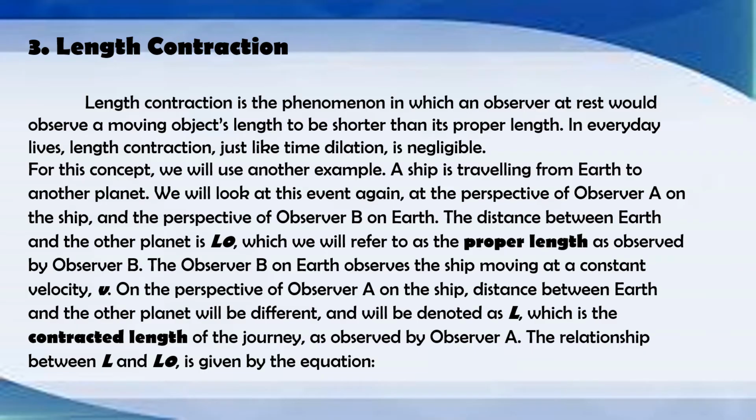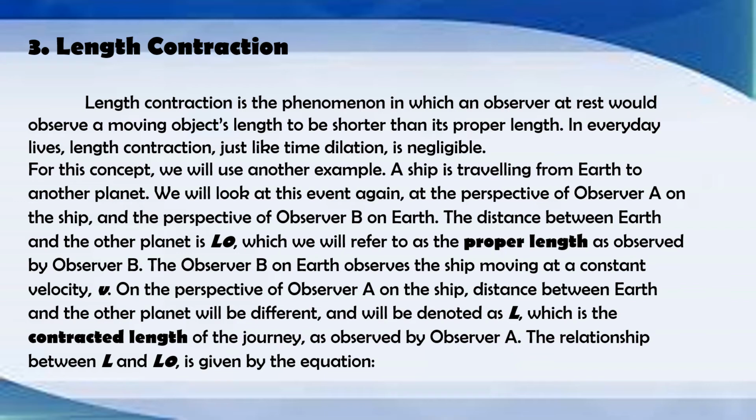Okay. Now we have the length contraction. Length contraction is the phenomenon in which an observer at rest would observe a moving object's length to be shorter than its proper length. In everyday lives, length contraction, just like time dilation, is negligible. So for this concept, we will use another example.